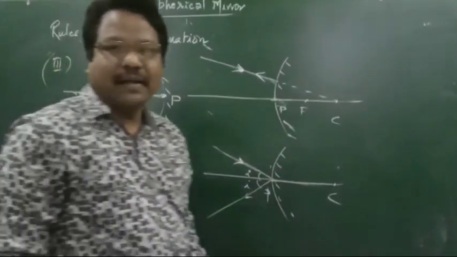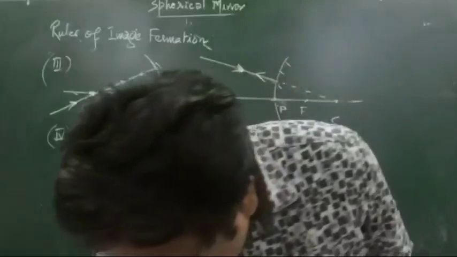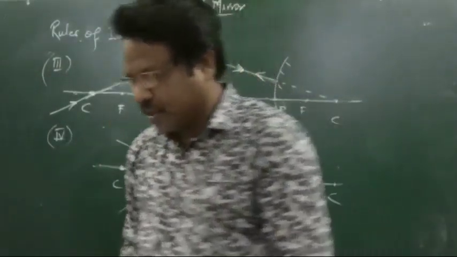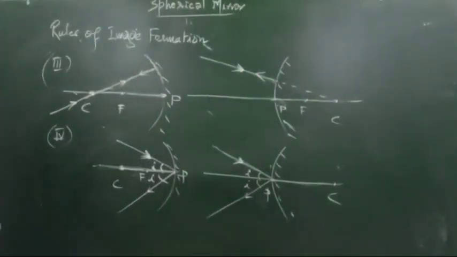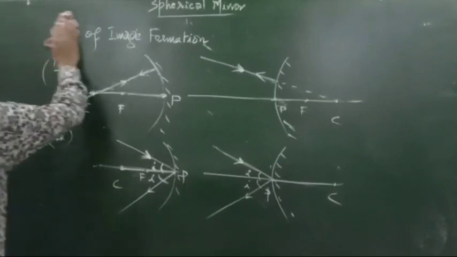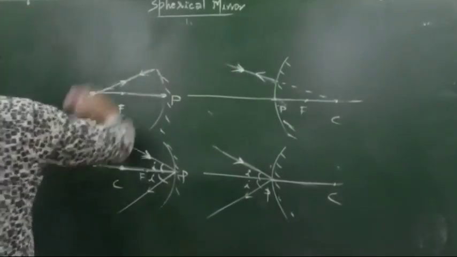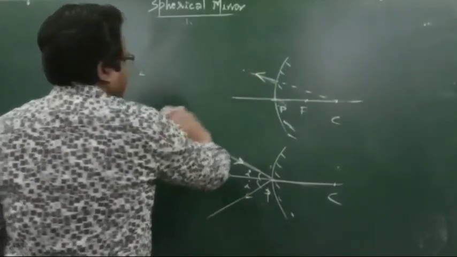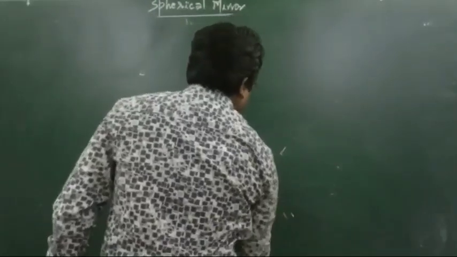So these are the rules for image formation. After that, we'll deal with some sign conventions. And sign convention is very easy.